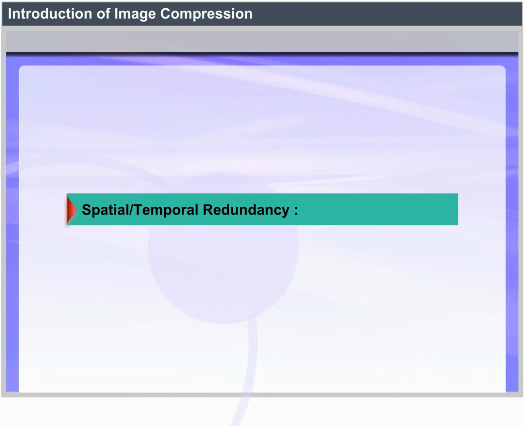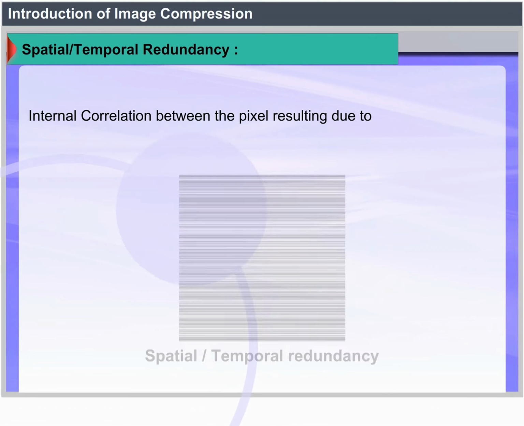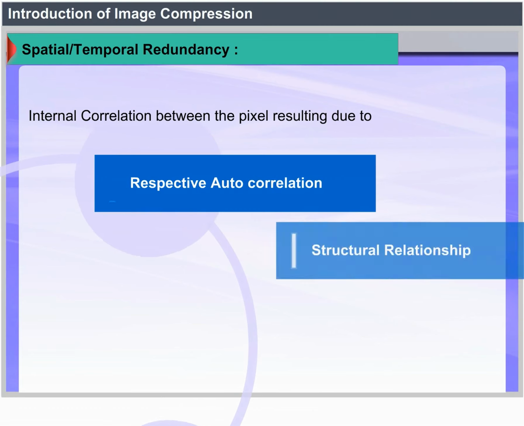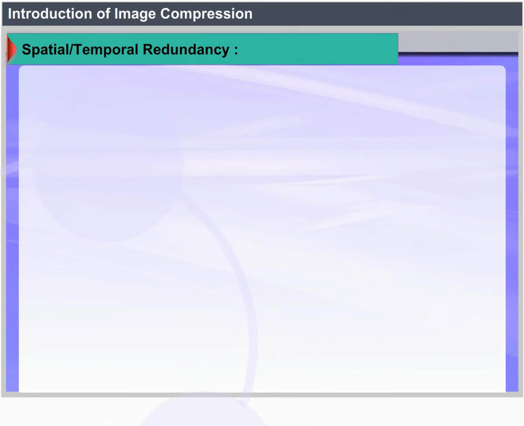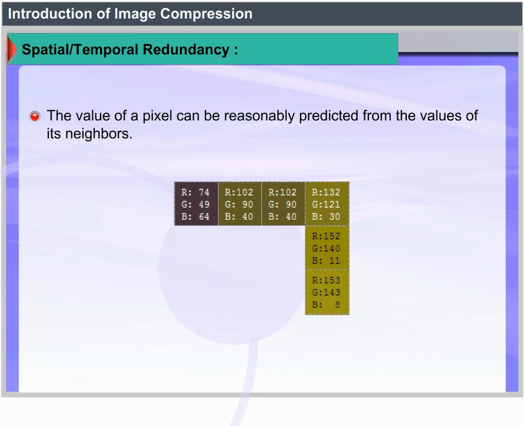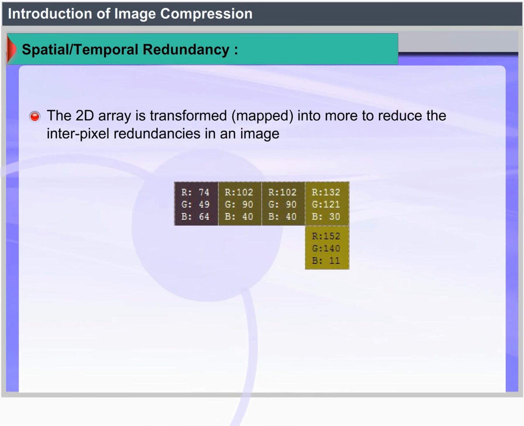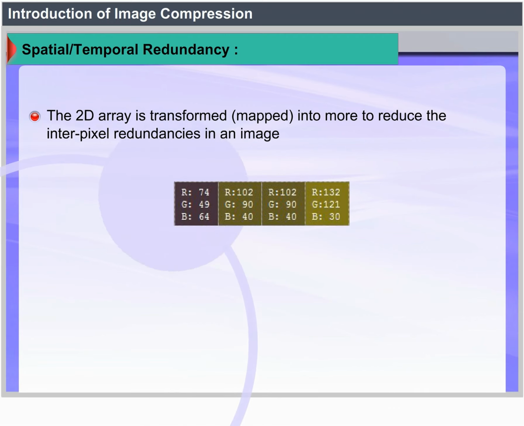Spatial/temporal redundancy. Internal correlation between pixels results from autocorrelation, structural relationship, and geometric relationship. The value of a pixel can be reasonably predicted from the values of its neighbors. To reduce the interpixel redundancies in an image, the 2D array is formed and mapped.